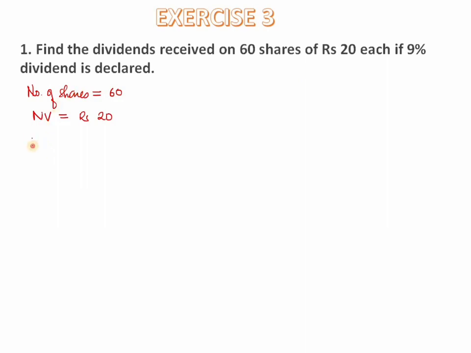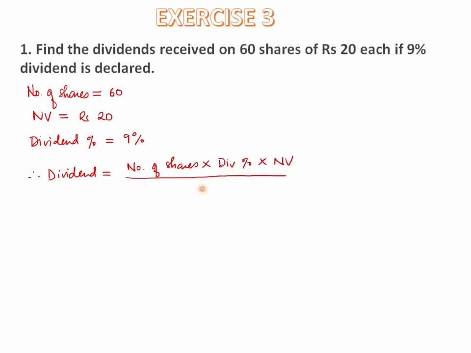So dividend percent is given to be 9%. Now the question is asking to find the dividend or the annual income. So therefore dividend is equals to, let's write the formula. So the formula says number of shares into dividend percent into NV by 100. Let's put the value and check what's the answer.